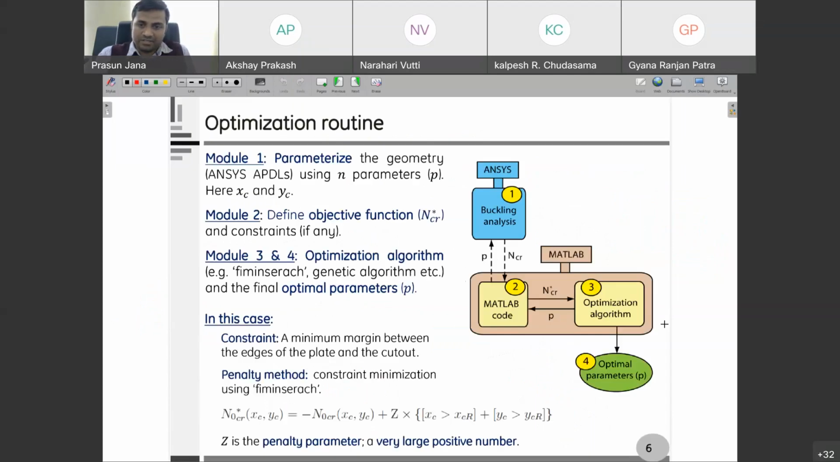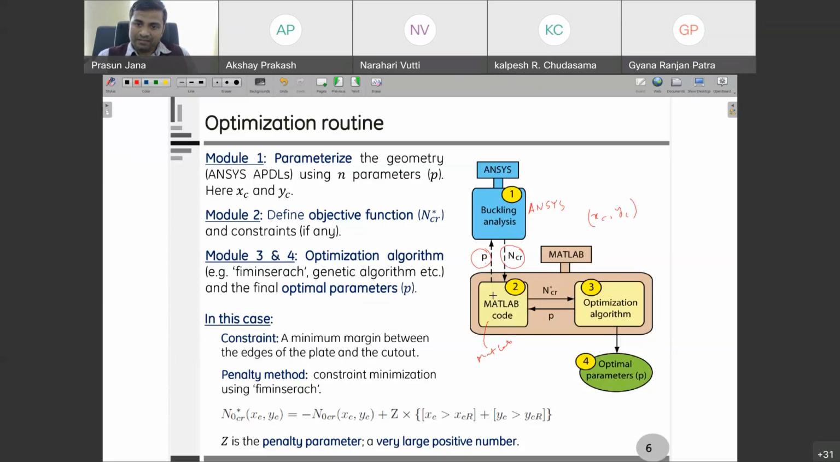Here, this is our optimization routine. As I told, I am using two software packages. One is Ansys for FEM, and then you have a Matlab code here. Let us say this is my parameter. Here the parameter is the center location. I am defining it with two parameters, XC and YC, which are the center locations. And for each parameter, I can get one N critical, which is the buckling load.